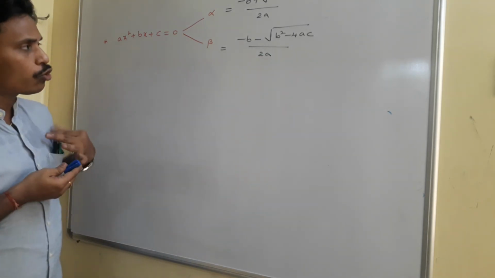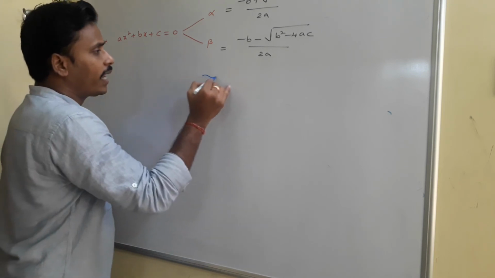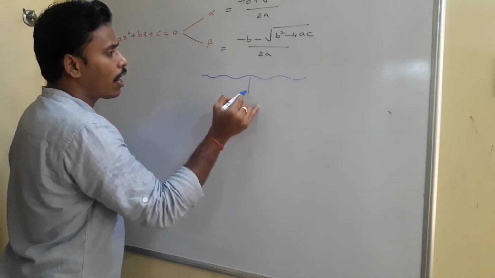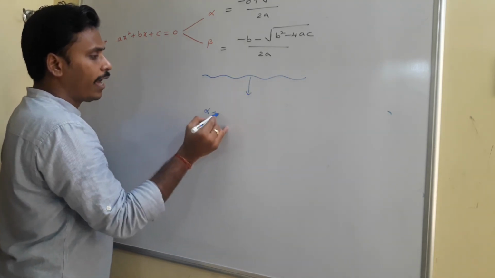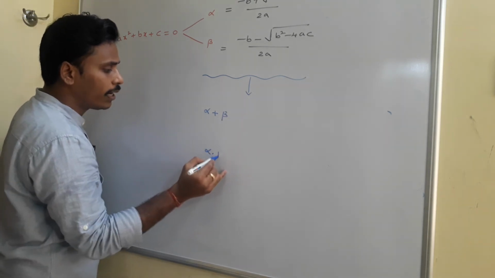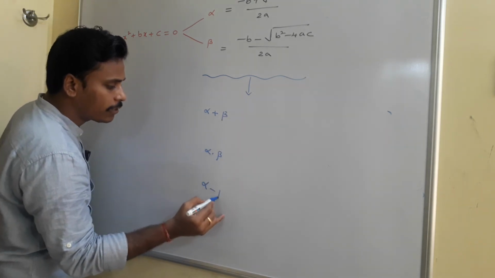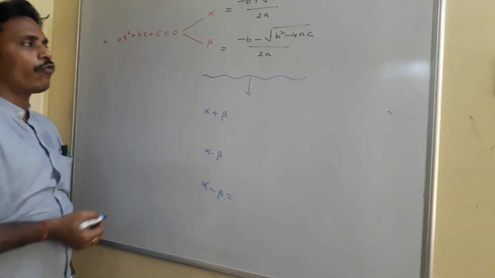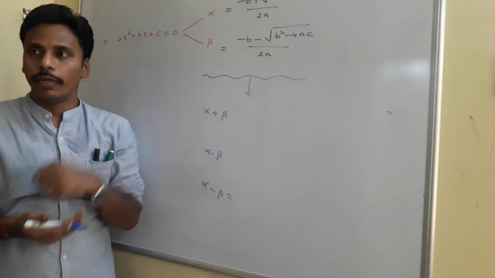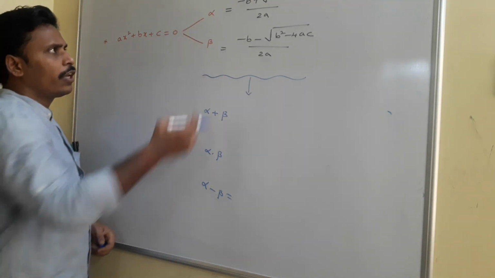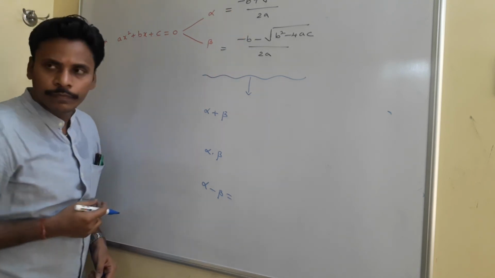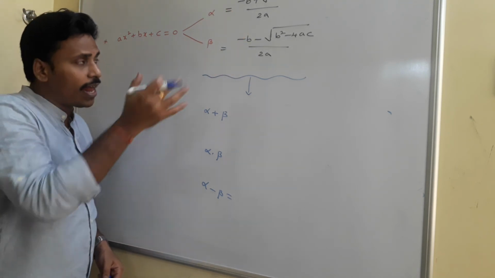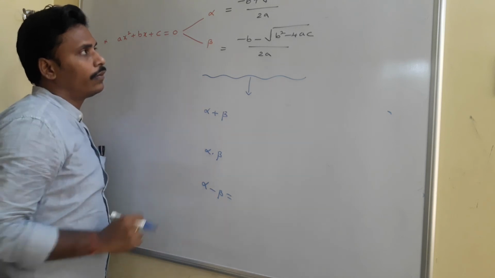Now look at the values of alpha and beta. From those values, my next task is finding alpha plus beta as well as alpha into beta and alpha minus beta. These three values I need to find from this alpha and beta. Look, it is very simple. If you add alpha and beta, yeah, look here. See, I will add it with an explanation.